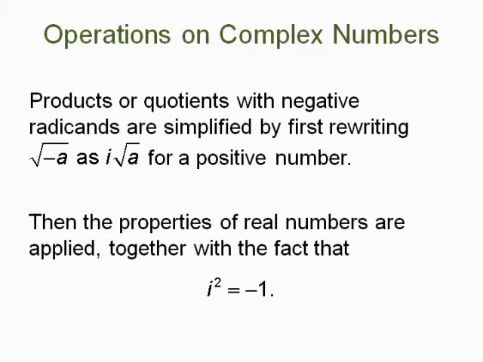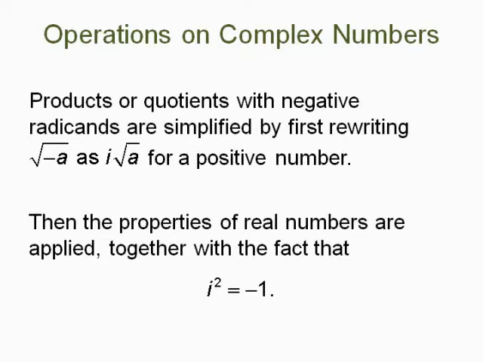All right, some operations here. Products or quotients with negative radicands are simplified by first rewriting the square root of something negative as i times the square root of a, and we've talked about this. Then the properties of real numbers are applied together with the fact that, let's think about this here, Descartes really came up with a way to make his complex numbers like variables.